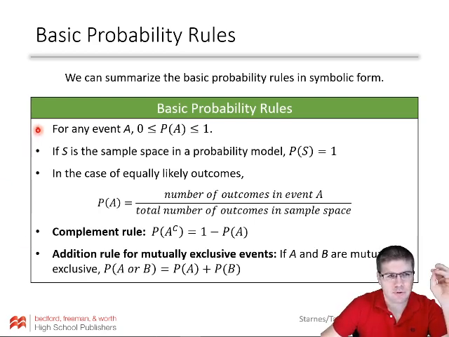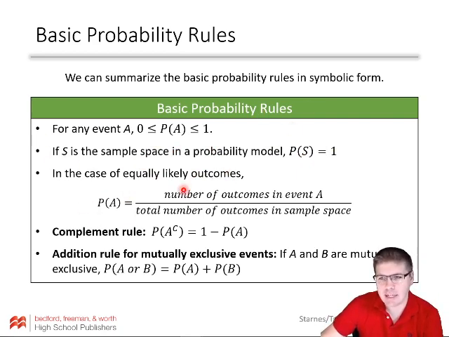First of all, the probability of any event, an event being a set of outcomes that meet some certain condition. We use this notation P of A, P parentheses A. So the probability of the event A is always going to be a number between 0 and 1. 0 is impossible, 1 is guaranteed. If S is the sample space of all the possible outcomes, the probability of the sample space is 1. That covers all possible outcomes.